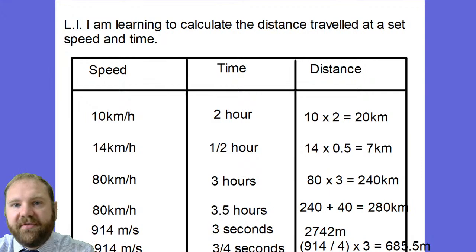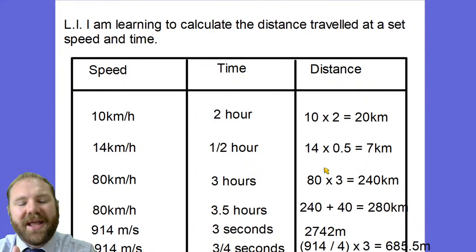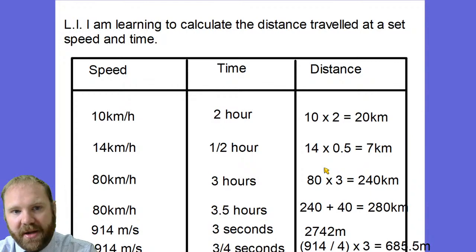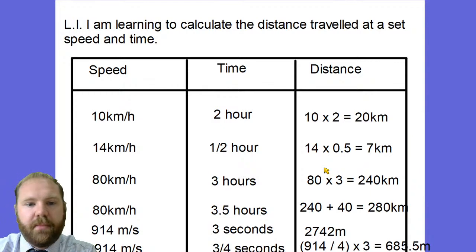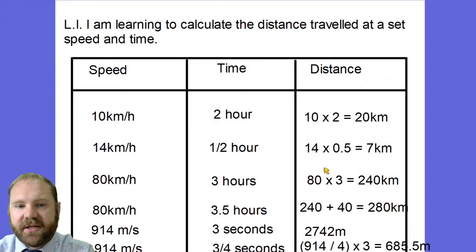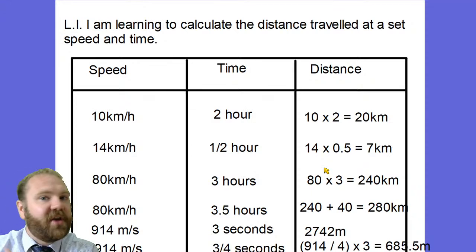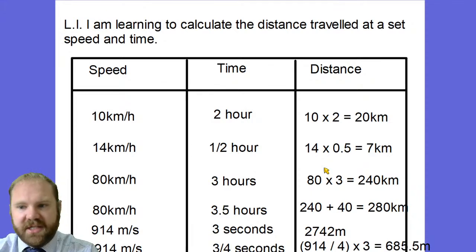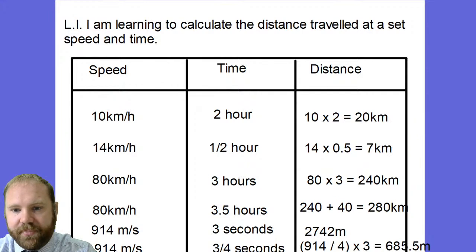Okay, so in the case of distance, if there is a set speed and time, you just multiply the speed and the time together to get the distance. And again, the clue is in the name a little bit. Miles per hour, kilometers per hour, meters per second. So you know that for every second or every hour, you're going that distance. Simple as that. Okay, guys.